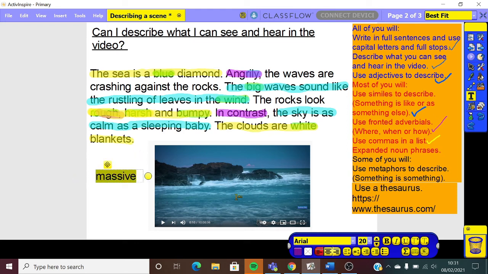Okay. Now, have lots of fun. And again, like normal, spend up to about 20 minutes on this. It's just for you to have a little bit of fun with your writing, okay? And I'm really looking forward to reading them later. Well done, Year 4, and have fun.